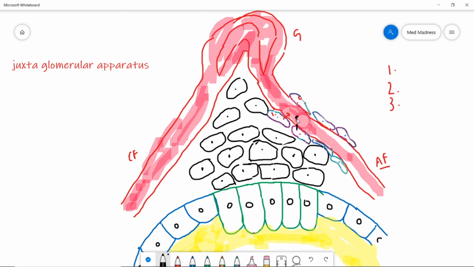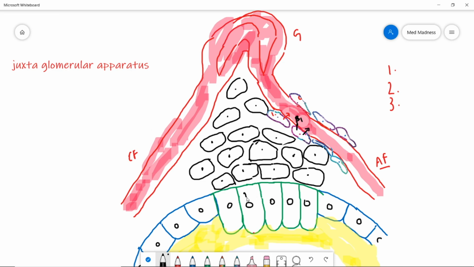Number 2, we have beta 1 receptors in the JG cells. What is the importance of it? When there is low blood pressure, the sympathetic system is activated. So, the beta 1 receptors are stimulated, resulting in renin secretion.